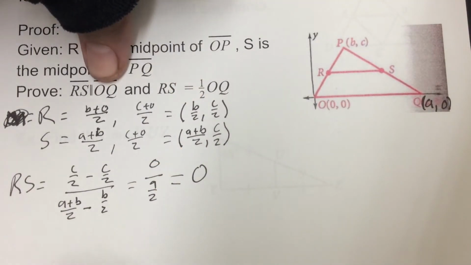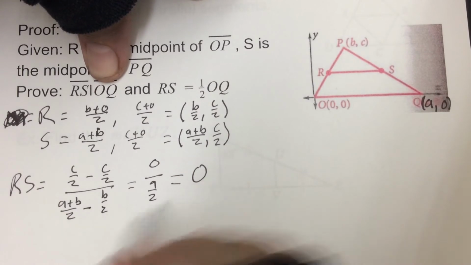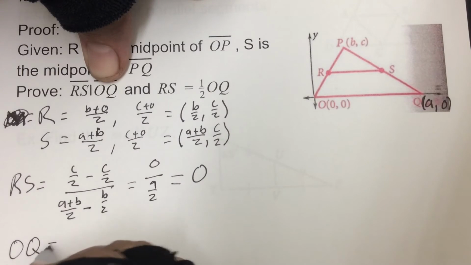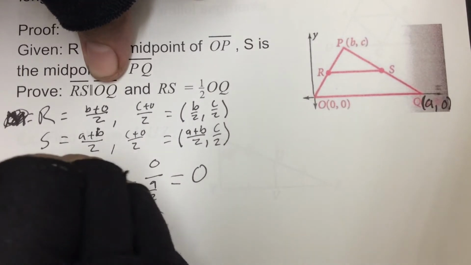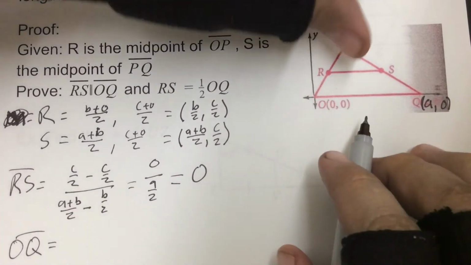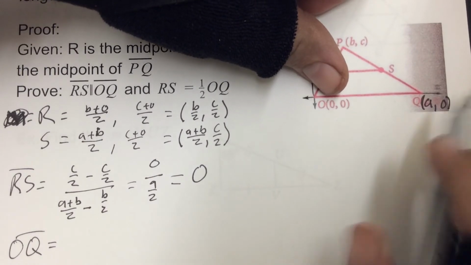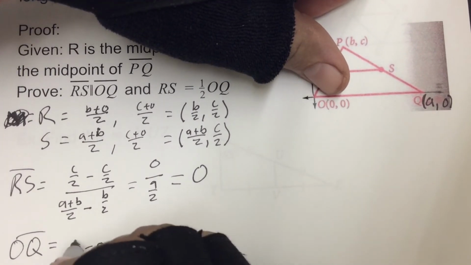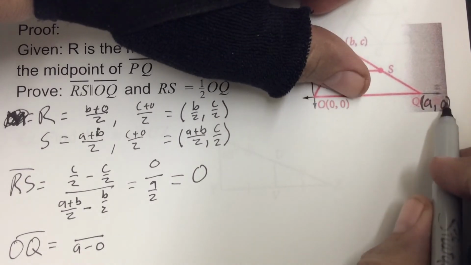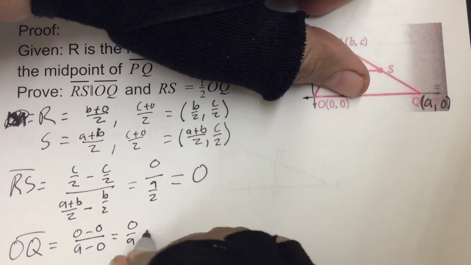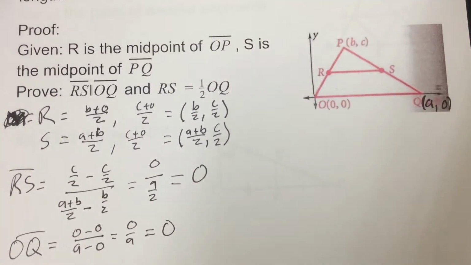So next, we're looking for OQ. We want it to be the same slope. So slope of OQ. Our x coordinates are 0 and A, so A minus 0 on the bottom. Our y's are 0 and 0, so 0 minus 0 on top, which turns into 0 over A, which is 0. So same slopes. So we know they're going to be parallel. So we've got that part covered.